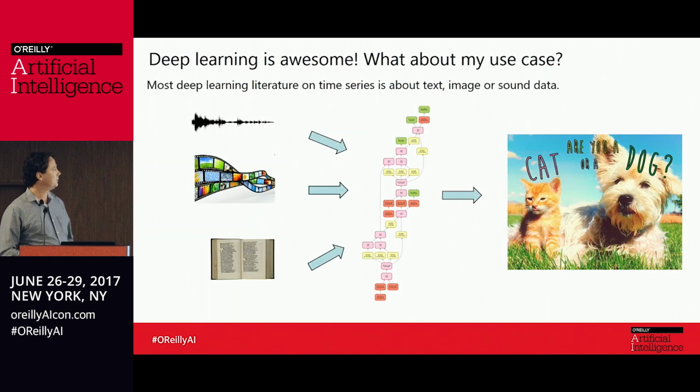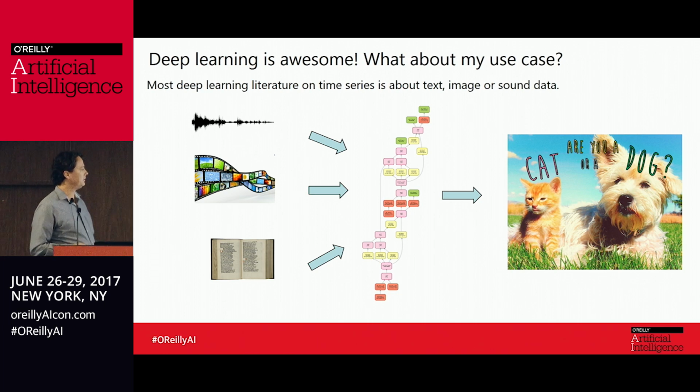Okay, so deep learning. A lot of the deep learning things you've seen are image processing, text processing, sound. It's awesome, it does amazing things. The accuracy is better than humans on identifying categories. It's cat versus dog. How many use cases does that actually apply to in banking?